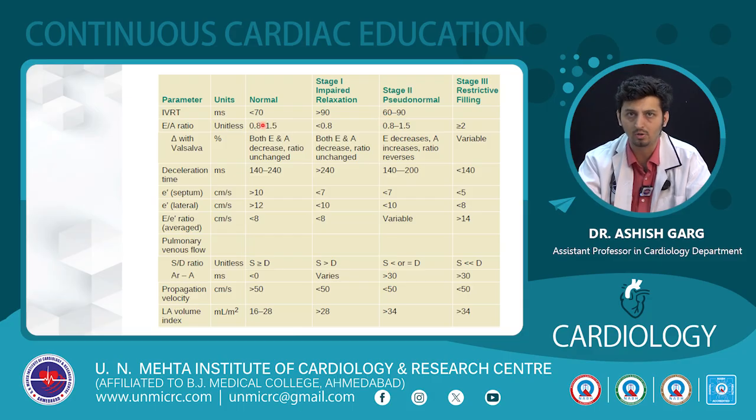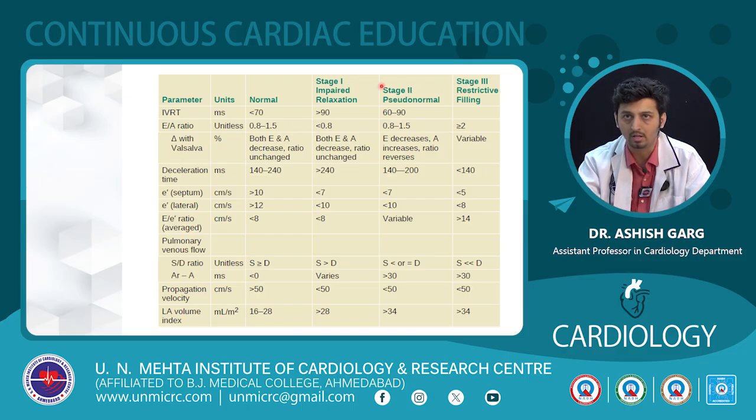The E by A ratio is unitless, and it is normally between 0.8 to 1.5. When there is stage 1 or impaired relaxation, the E by A ratio becomes less than 0.8. In stage 2 pseudo-normal, it is between 0.8 to 1.5, and when there is restrictive filling, it is more than 2.